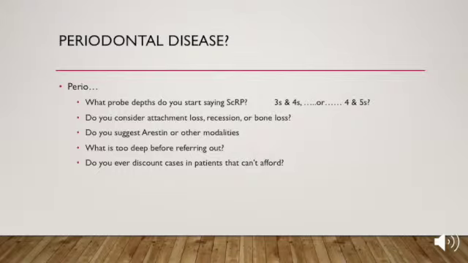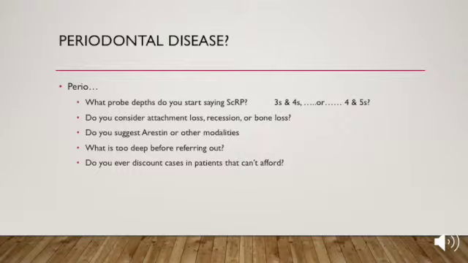And periodontal disease. This is one of the tough things, because sometimes in dental school we just don't get a really deep understanding of periodontal disease. So, what probe depths do you start saying that we need scaling and root planing? You should set expectations for your associate as to what that means, 3s and 4s or deeper. And then if it's 7, 8, 9s, do you still keep that in the practice, or do you potentially refer that out to a periodontist?